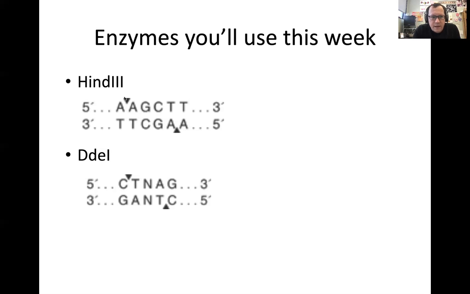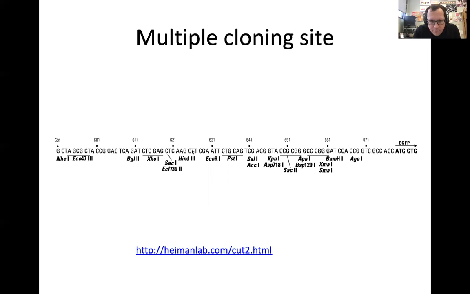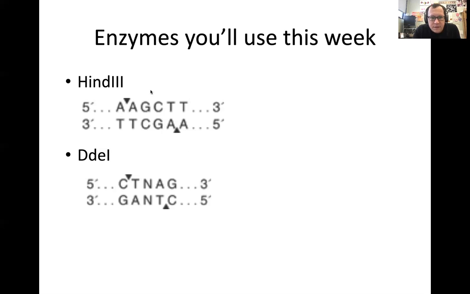So if we look at our HindIII site here, this is the restriction site in the DNA. It's AAGCTT, and you can see it's palindromic. It cuts between the A and the A there. And so this leaves this 4-base sticky end hanging out there.